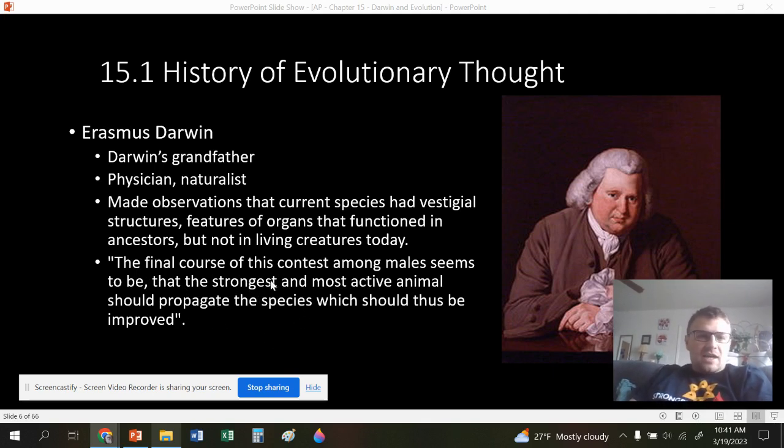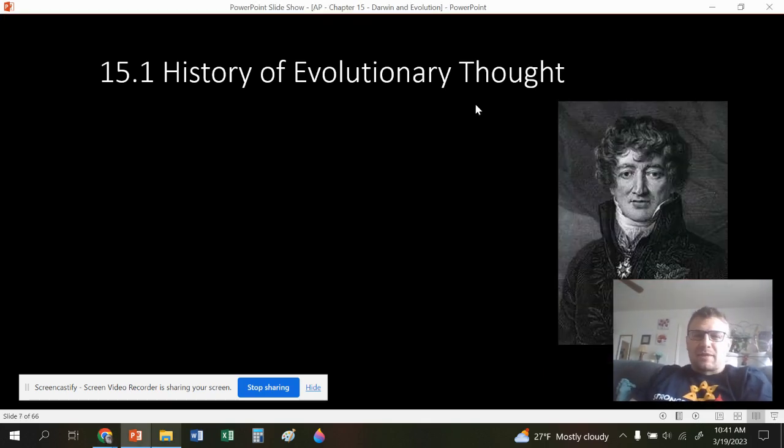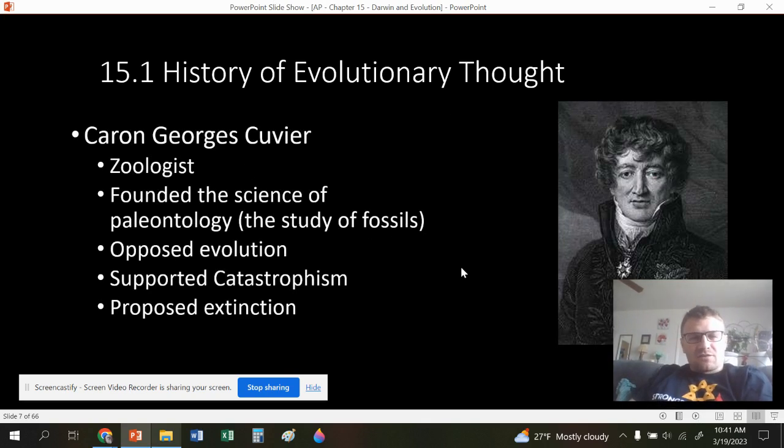Again, Erasmus Darwin had some of the framework for species changing, but we don't give him the crown because he wasn't the most correct. He had some ideas that flowed with evolutionary thought, but just not where Darwin was. Cuvier was one of my favorite scientists to talk about here. He's the founder of paleontology.